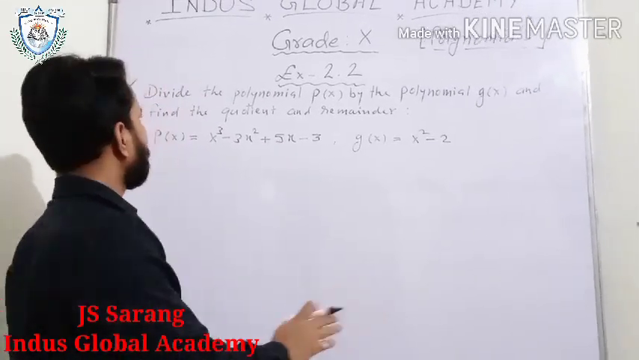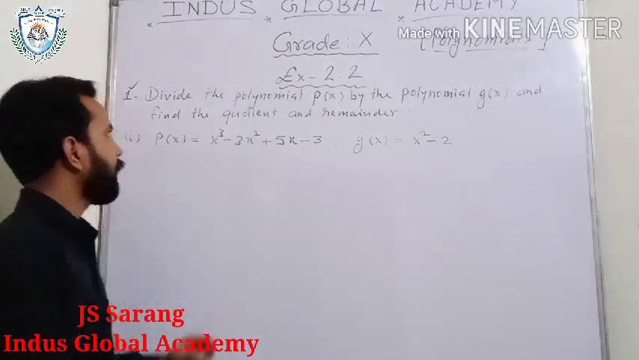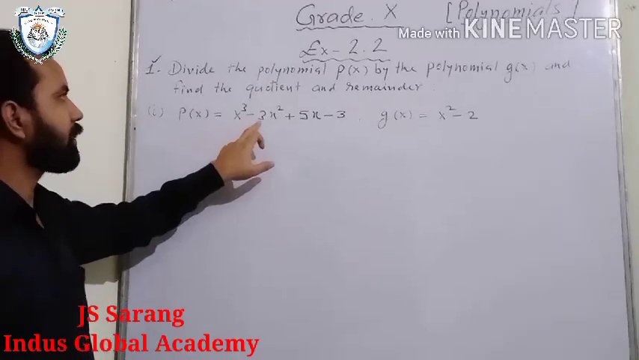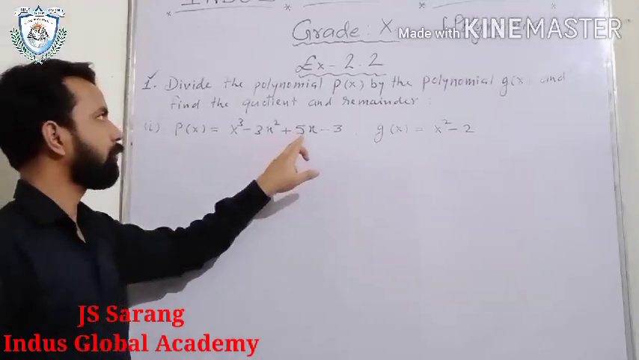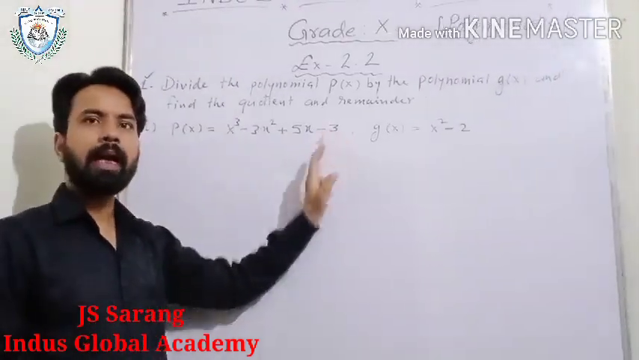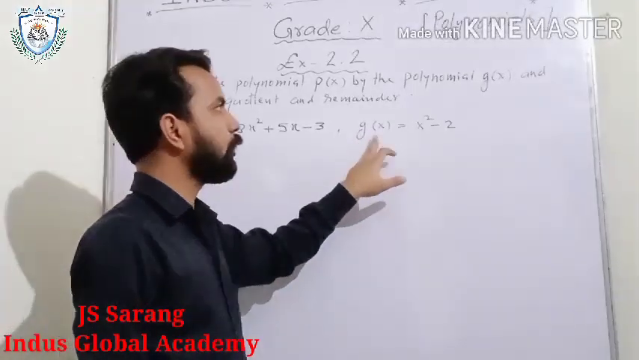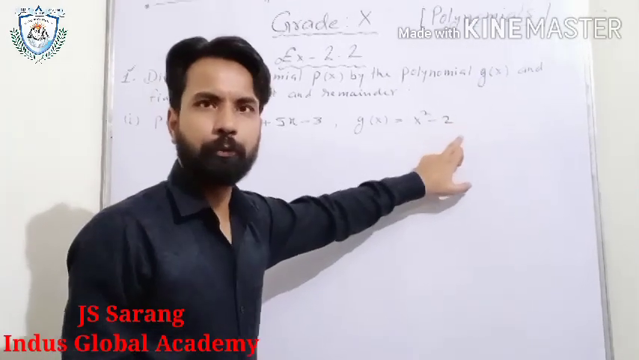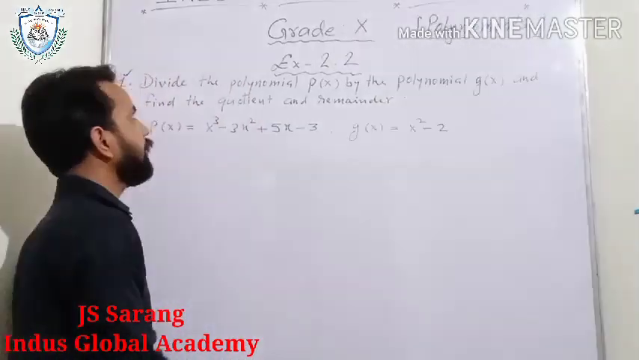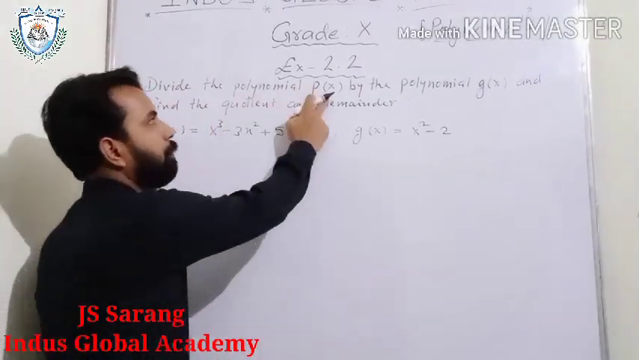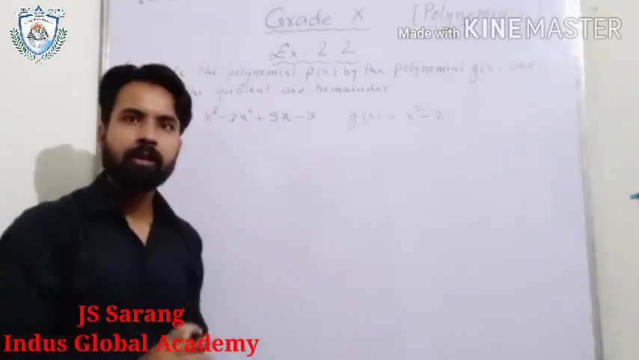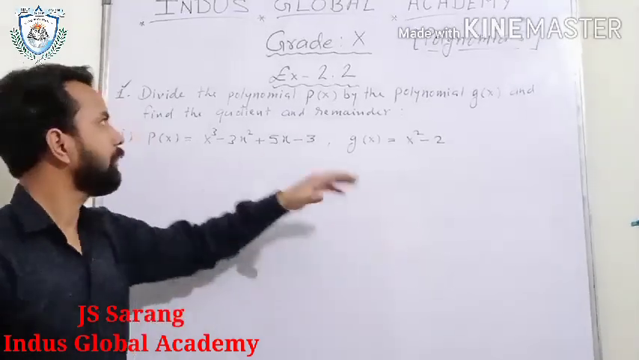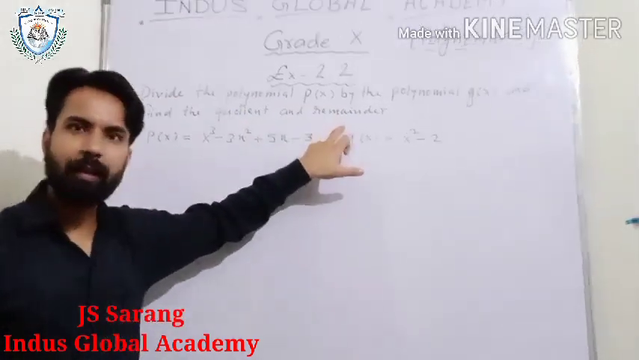Understood? So here two polynomials are given. First is p of x, that is x to the power 3 minus 3x to the power 2 plus 5x minus 3. And the second polynomial is denoted as g of x. Its value is given: x square minus 2. So according to the question, firstly we will have to divide the polynomial p(x) by g(x). After that we will find out the quotient and remainder.